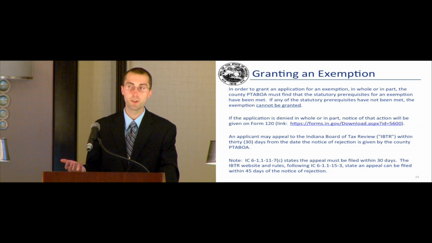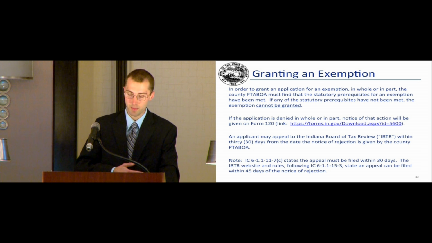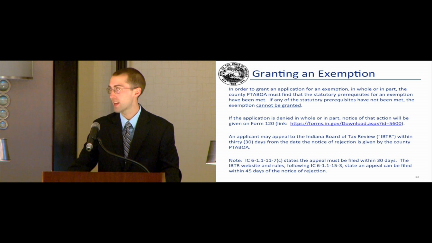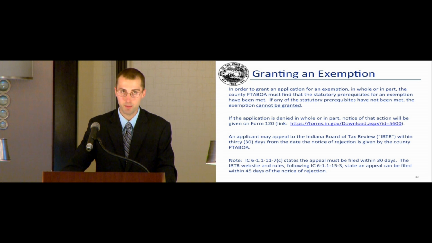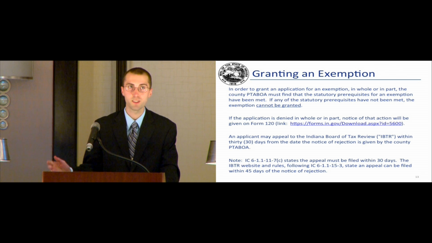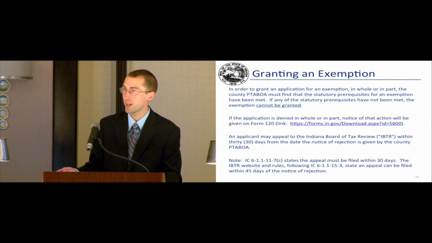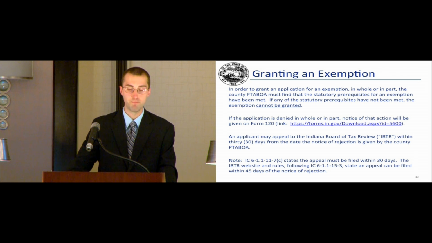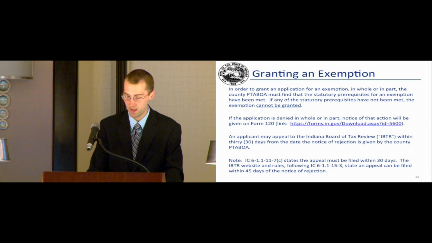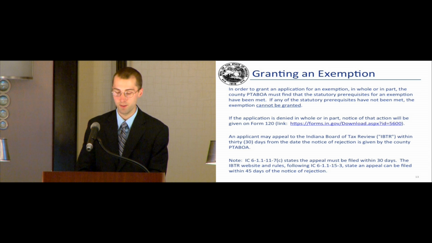Upon receiving the Form 120 notice of denial, the applicant may appeal to the Indiana Board of Tax Review within 30 days after receiving that notice. Now, that is a statutory requirement, but I will point out that the Indiana Board of Tax Review website and rules following Indiana Code 6-1.1-15-3 state that an appeal may be filed within 45 days after receiving the notice.